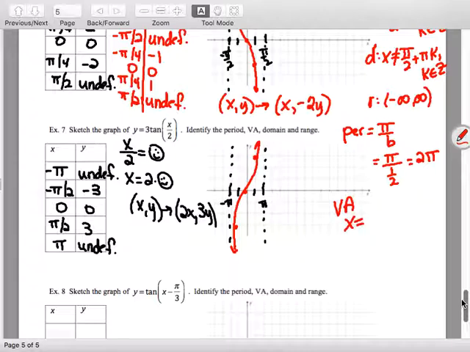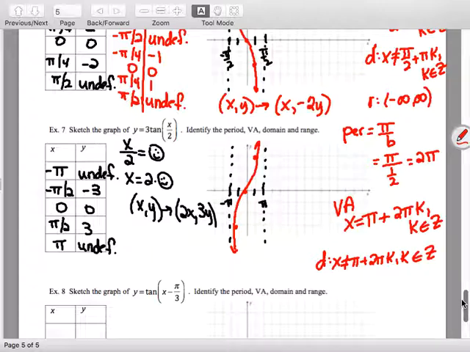You pick the first positive vertical asymptote, which is pi, plus. Now the period is 2 pi. So it's going to be plus 2 pi k, where k is an integer. Okay, so notice it did change. The domain is x can't be where the vertical asymptotes are. The range for tangent will always be negative infinity to infinity. I don't have a vertical shift, I don't have an up-down, and I don't have a phase shift because I don't have a c value.